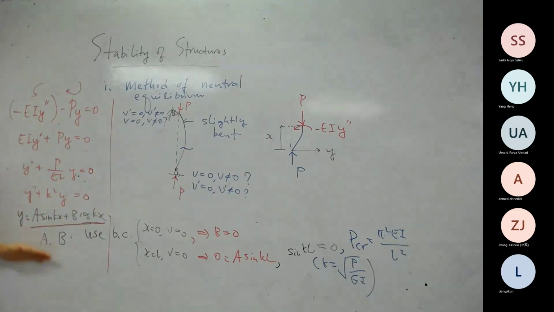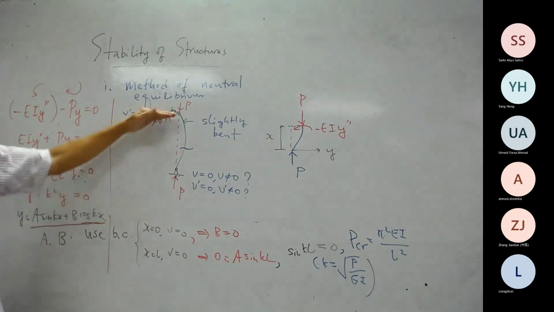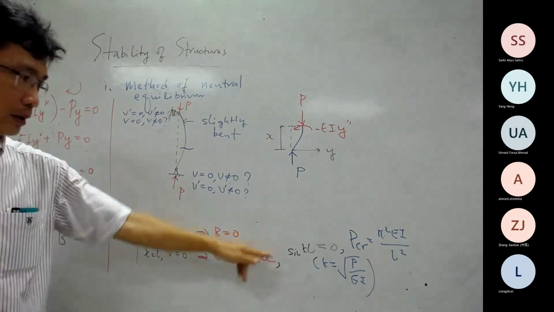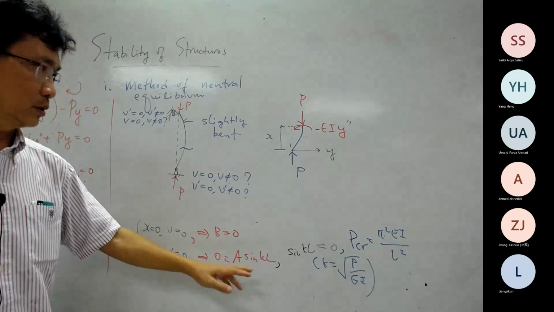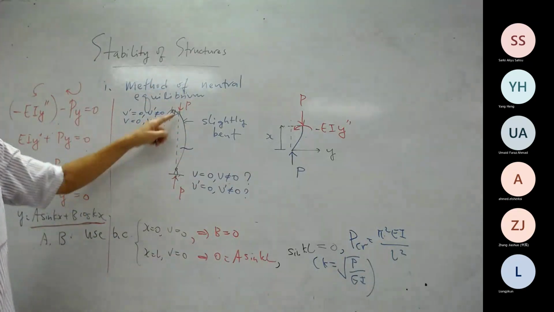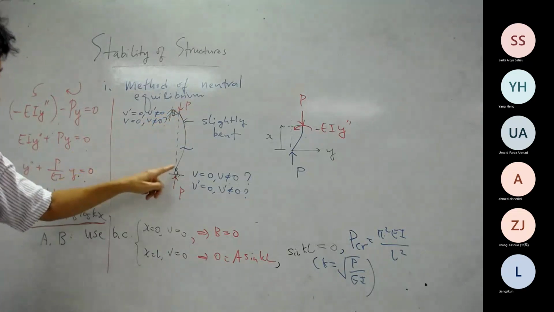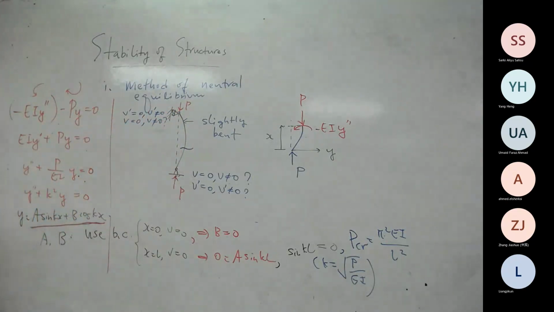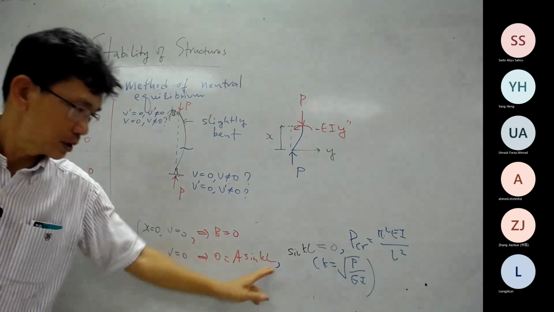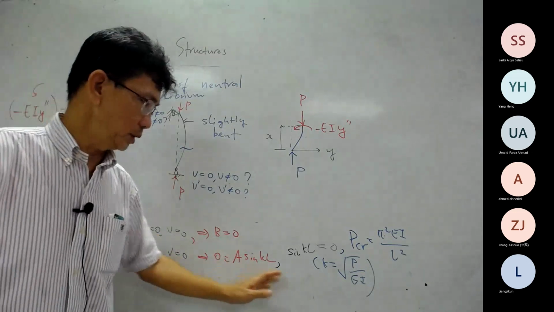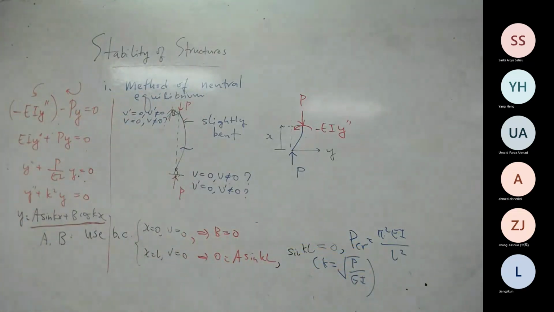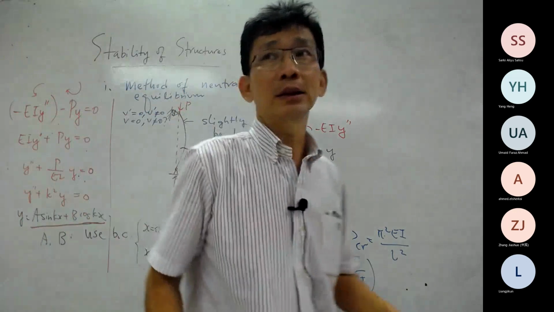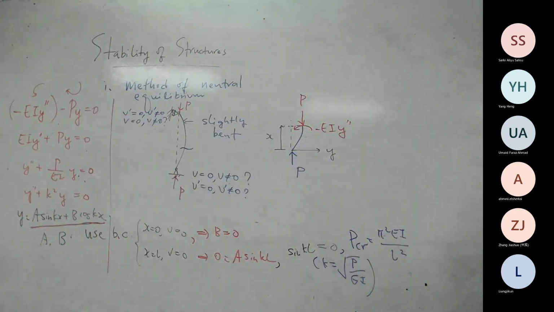Then after that, you apply the boundary conditions, using the boundary conditions that we know. Then finally, use the condition of non-trivial solutions. We want to get the P where this and this two solutions are possible. From there, we decide which ones should be equal to zero, and from there you get the P critical. So that is the method of neutral equilibrium, the first method that we covered very early on.